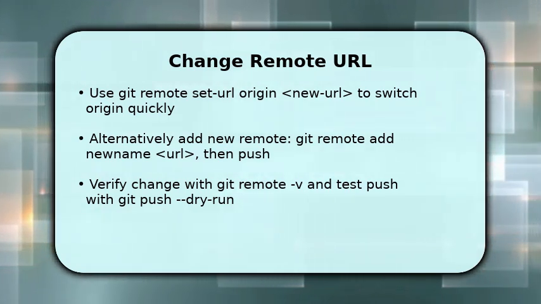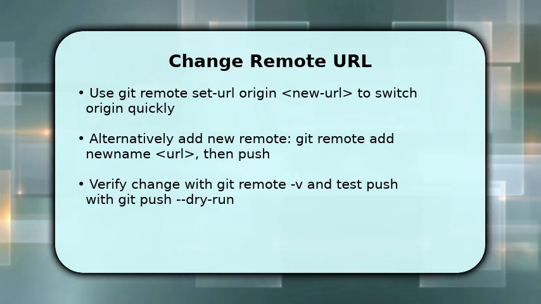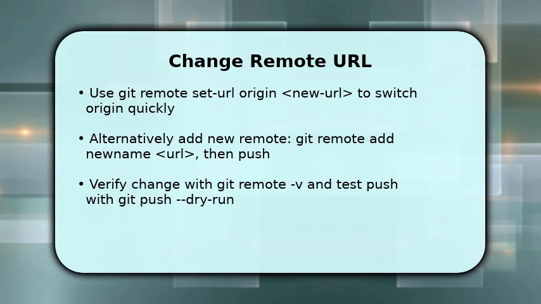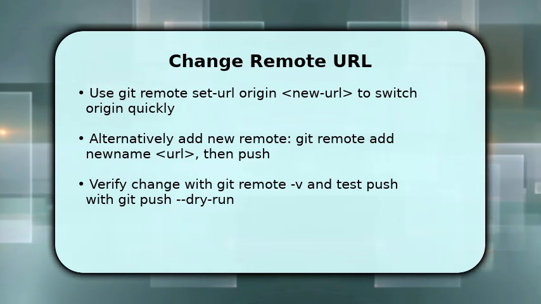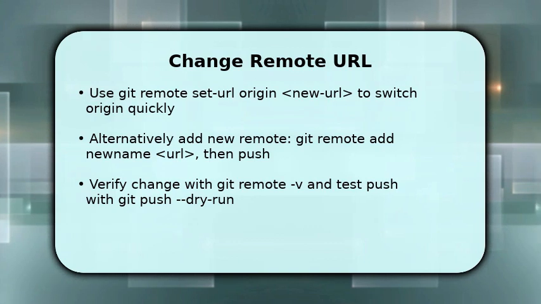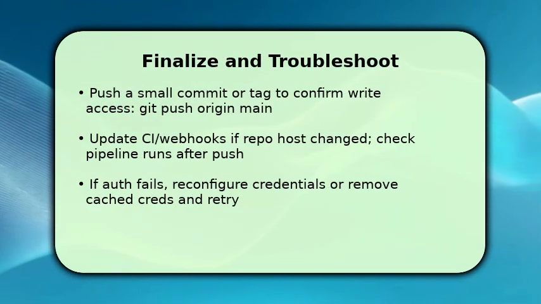To be safe, run a git push dry run or push a trivial branch to validate authentication and permissions before proceeding with critical changes. You finish by validating that the change works in practice.